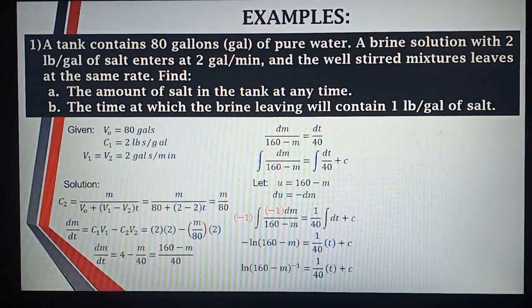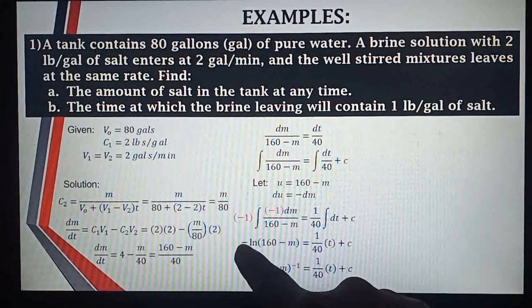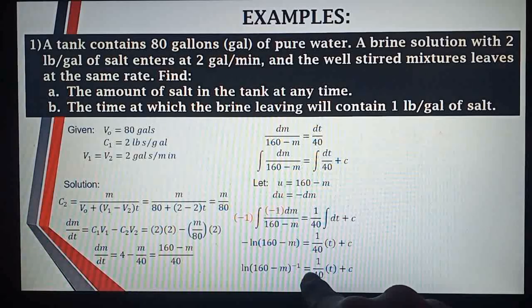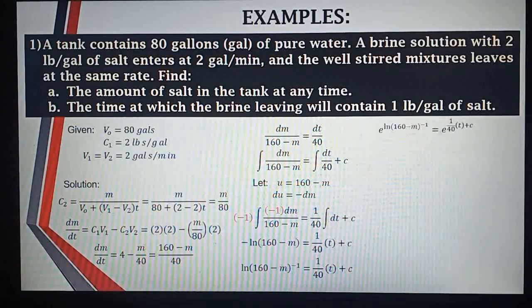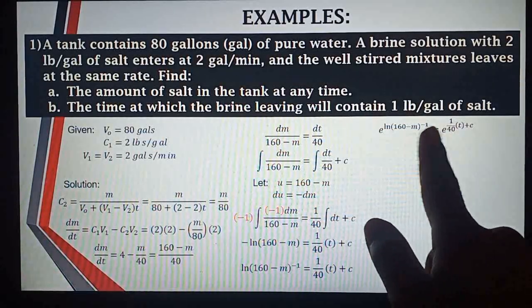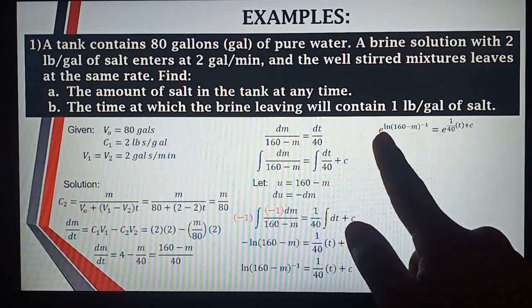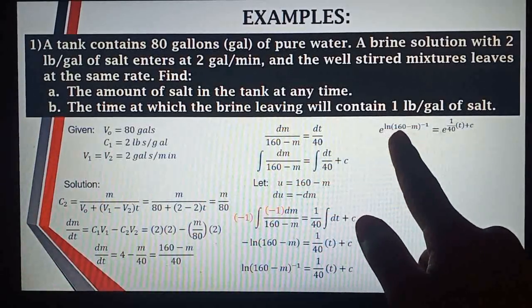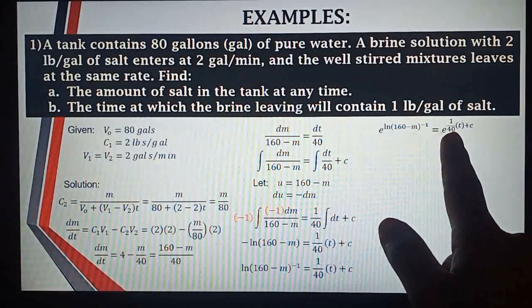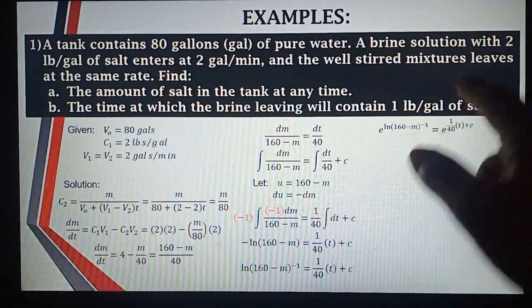Then, we will make negative 1 an exponent. That is ln of 160 minus m raised to negative 1 equated again to 1 over 40 multiplied by t plus c. Next is taking the exponential of both sides. You will now have e raised to ln of 160 minus m raised to negative 1 equated to e raised to 1 over 40 t plus c.